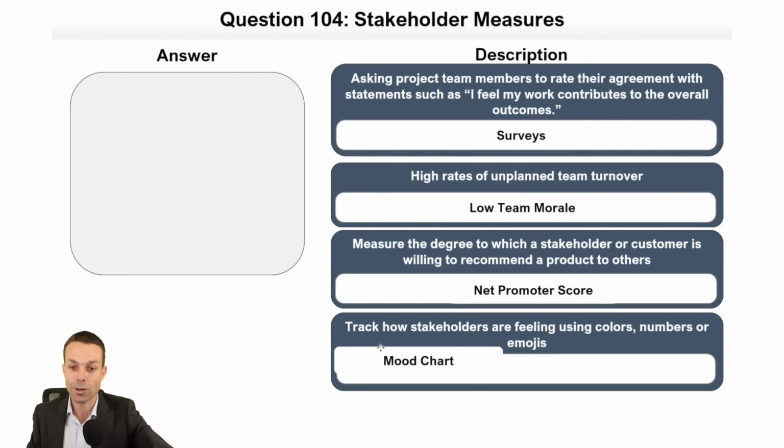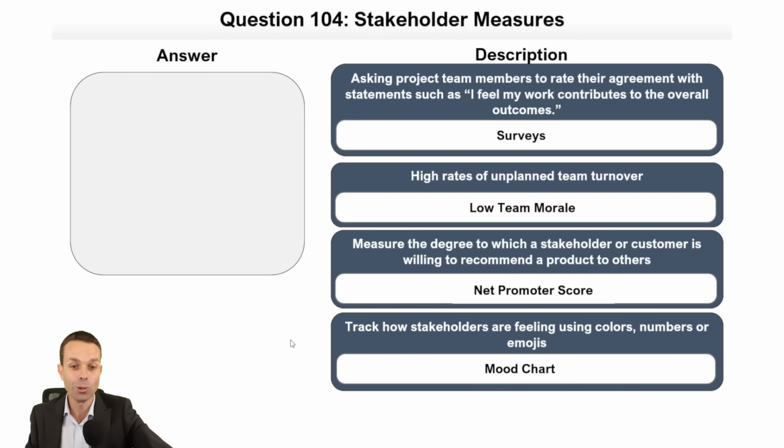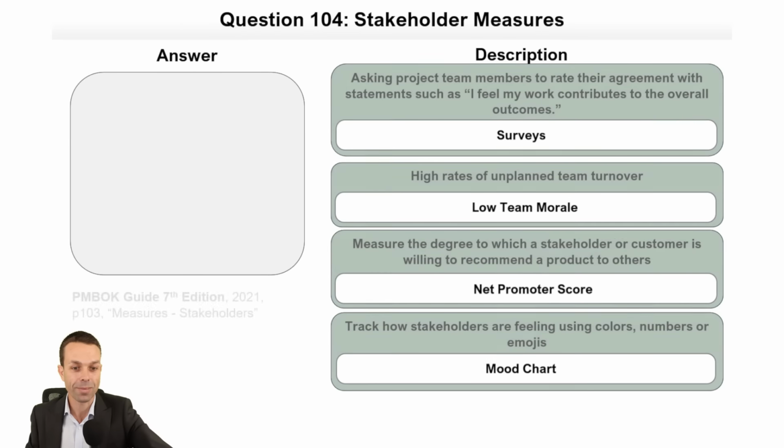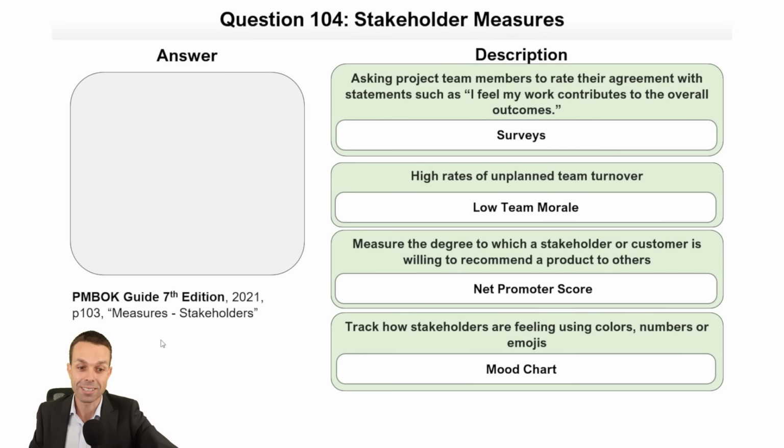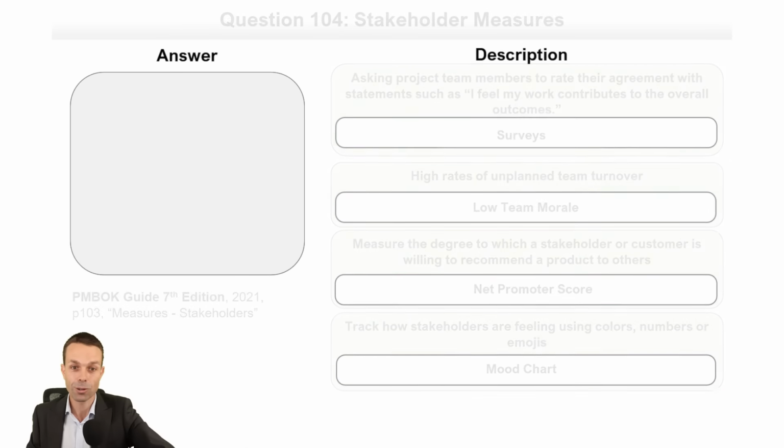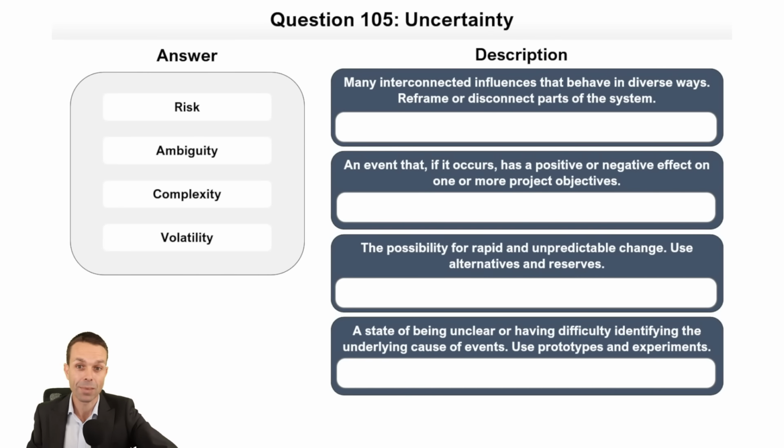To track how stakeholders are feeling, using colors, numbers, or emojis, we can use a mood chart. And let's check. There we go. PMBOK Guide 7th edition, page 103, measures stakeholders. So that's a really, really good thing to check in with our project team.